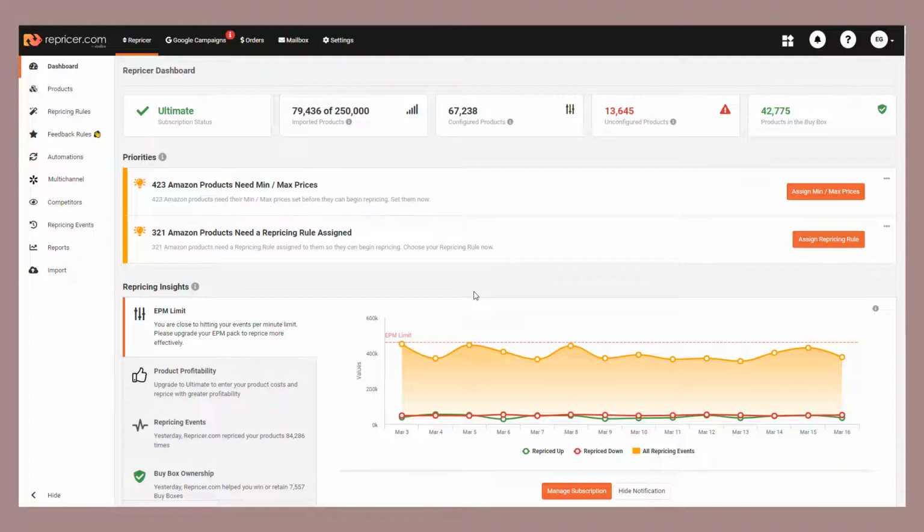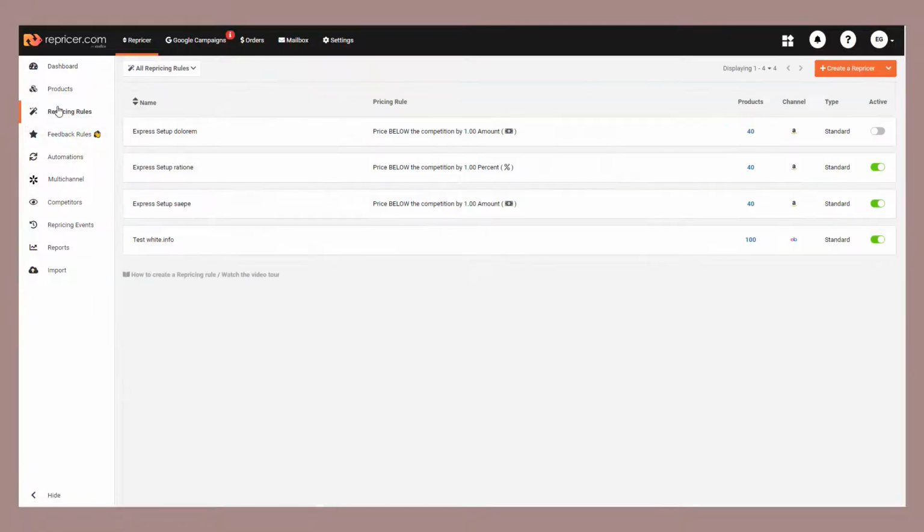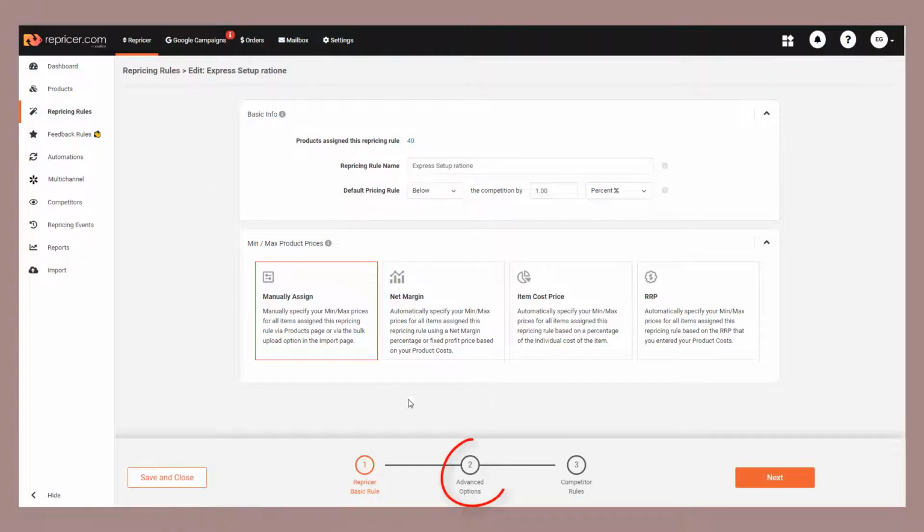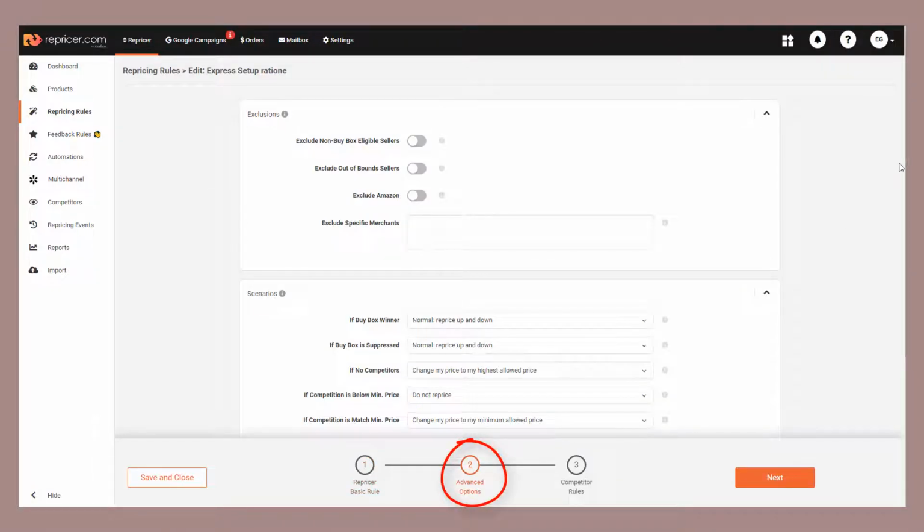In order to set up Sleep Mode, we need to open your repricing rule. To do this, go to Repricing Rules on the left-hand side of your screen. Then open the rule you'd like to edit. You'll find Sleep Mode in the Advanced tab. Just scroll to the bottom.